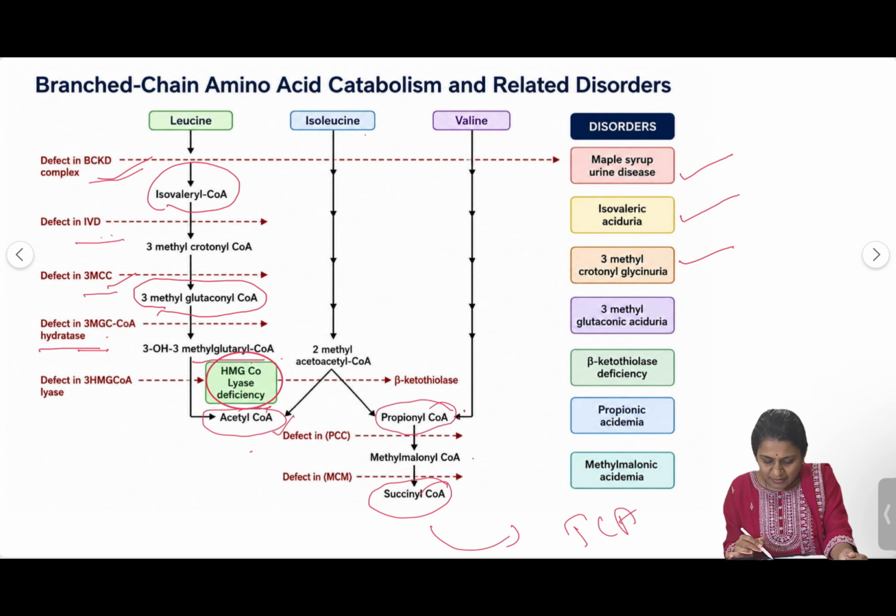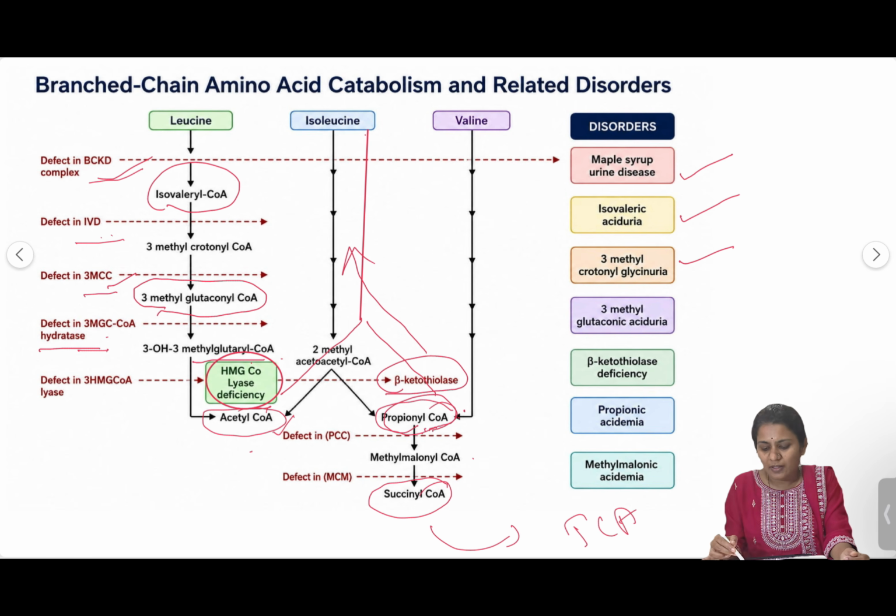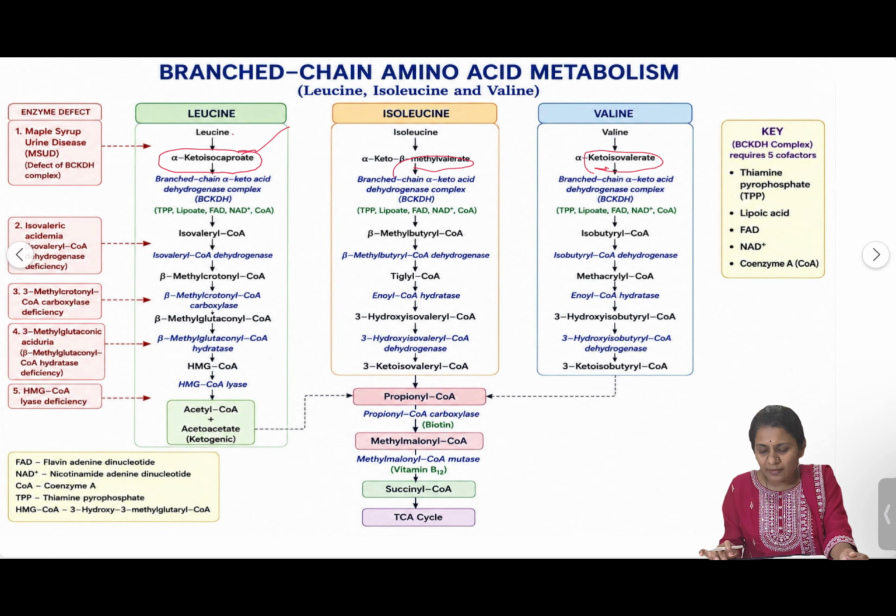For example, in the metabolism of isoleucine, what is going to happen? It is producing acetyl-CoA and propionyl-CoA. If there is a defect in propionyl-CoA carboxylase, there is accumulation of propionyl-CoA. And there is something called beta-ketothiolase. This enzyme is involved in the metabolism of isoleucine. So these are all the disorders, most common and less common.